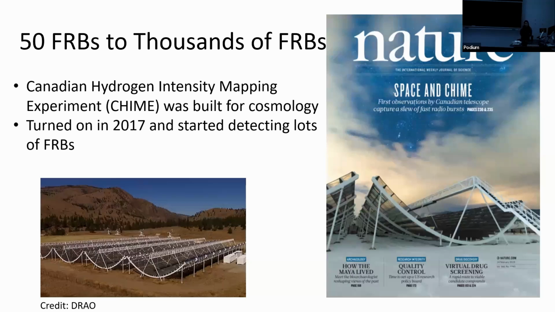So in 2017, before CHIME was made operational, there were only 50 FRBs roughly discovered. Now there are thousands of FRBs. So CHIME, the Canadian Hydrogen Intensity Mapping Experiment, is this telescope that was built for cosmology. And then they switched it on and it was like FRBs every day. And it was pretty crazy because up until then, there hadn't been that many FRBs discovered. And so it wasn't expected, but CHIME became this powerhouse for finding these radio transients.